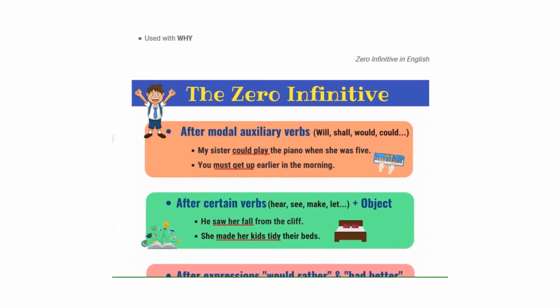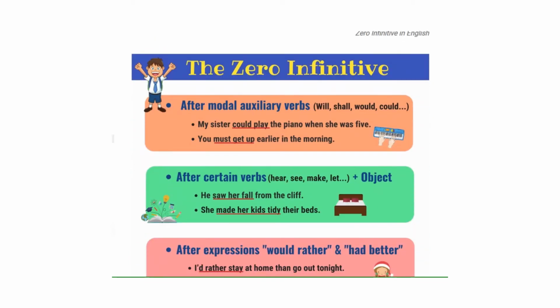So, after modal auxiliary verbs, will, shall, would, could: my sister could play the piano when she was 5. You must get up early in the morning. After certain verbs, hear, see, make, let, plus object. Example, he saw her fall from the cliff. She made her kids tidy their beds.